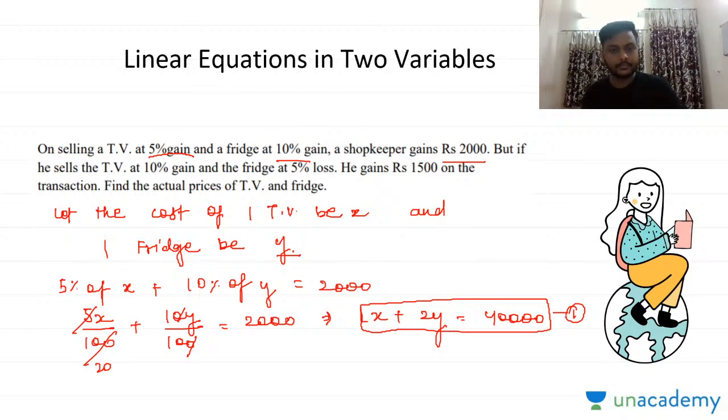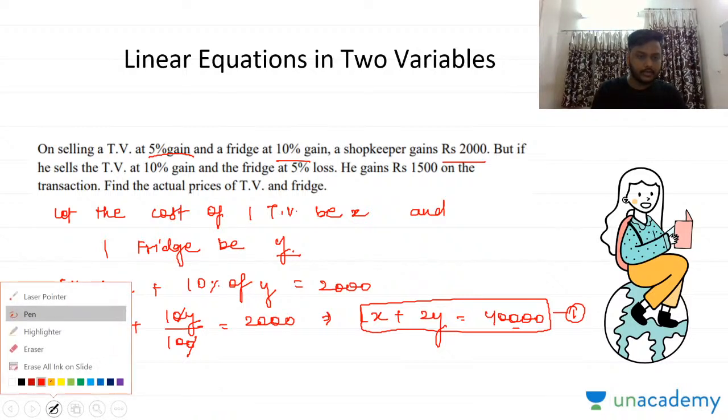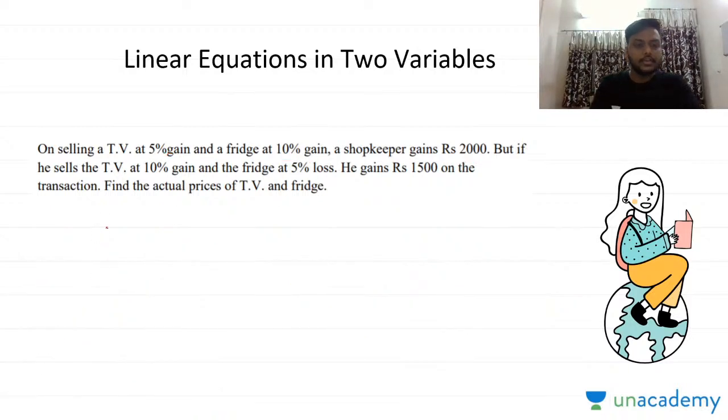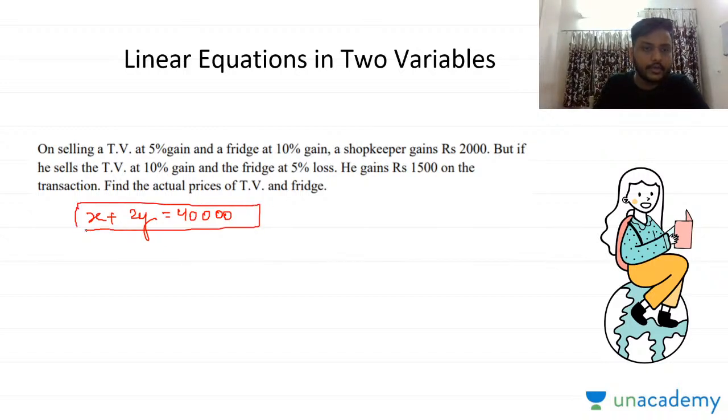Now, if I talk about the next equation, guys, I'm going to remove this from here for a while so that we can write down our second equation. Okay, so we got x plus 2y equal to 40,000. That was my first equation, where the cost of TV is X and the cost of fridge is Y. Okay, now let's talk about the second equation.